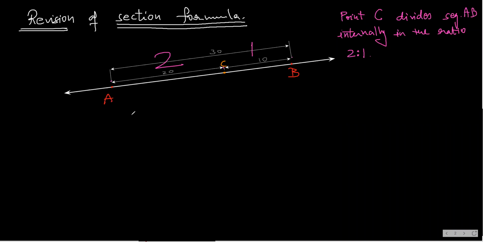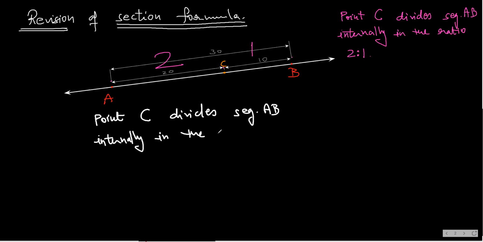So the statement which I now write would be: point C divides segment AB internally in the ratio m:n. So this is m:n, which I wrote as 2:1 earlier. So what does that actually mean?